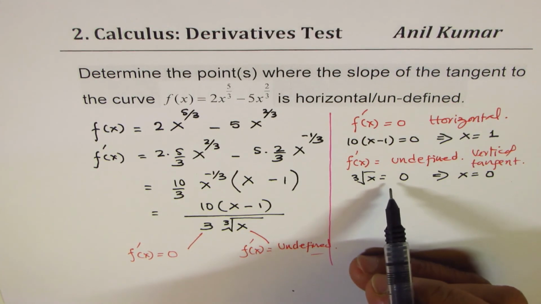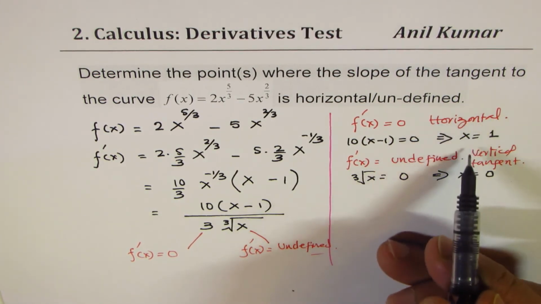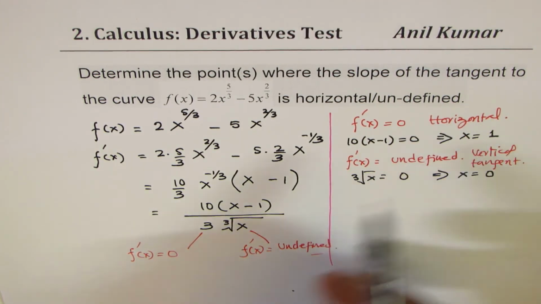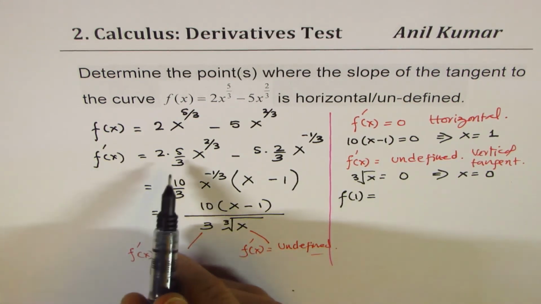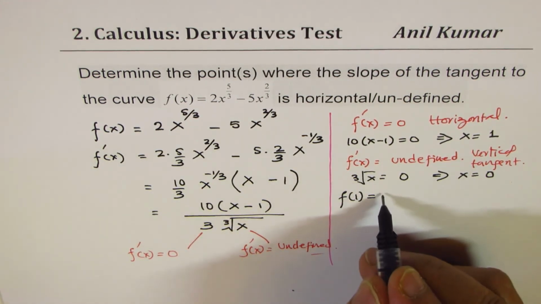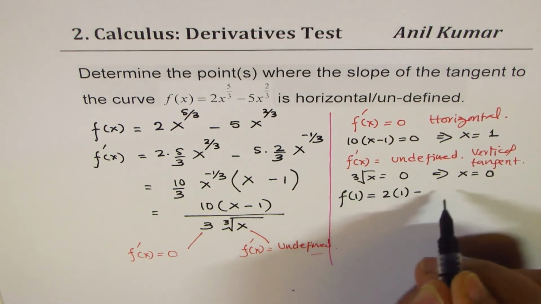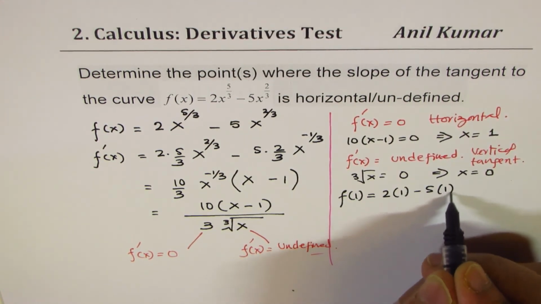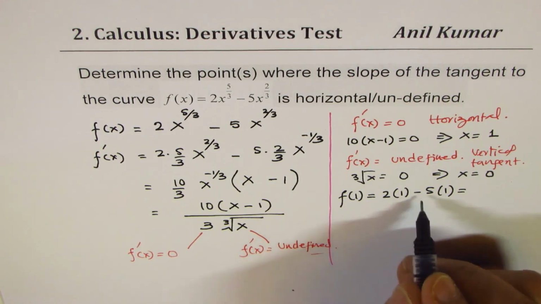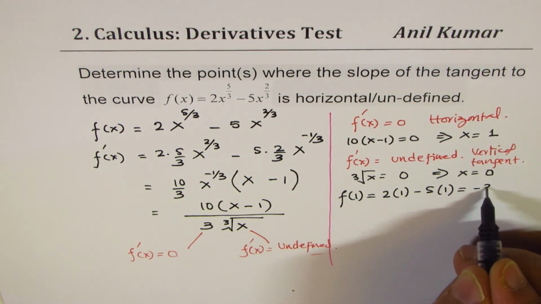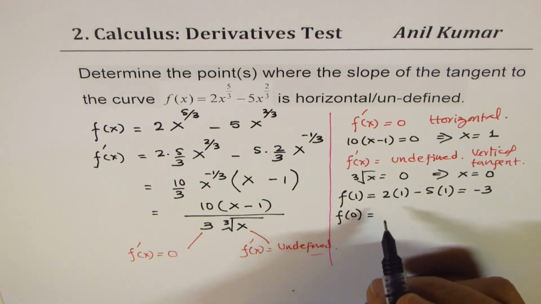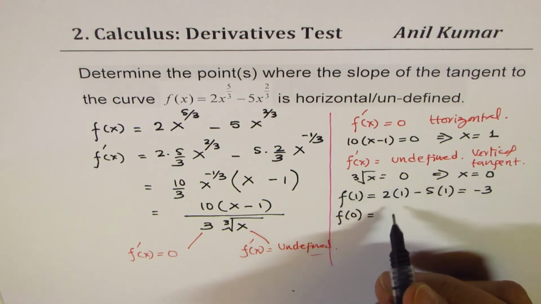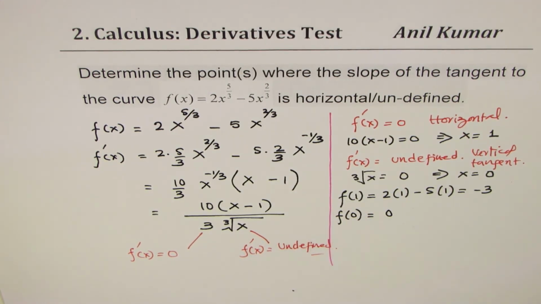So for the first point, where it is horizontal, we can equate x equals 1 and find the point. So we have f of 1 equals, if I substitute 1 here, I get 2 times 1 minus 5 times 1, which is 2 minus 5, or minus 3. And if I substitute 0, what I get here is 0, 0, correct? So we know 2 points.